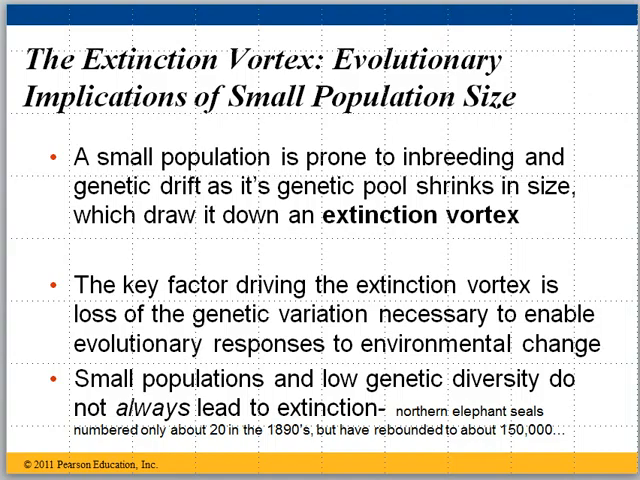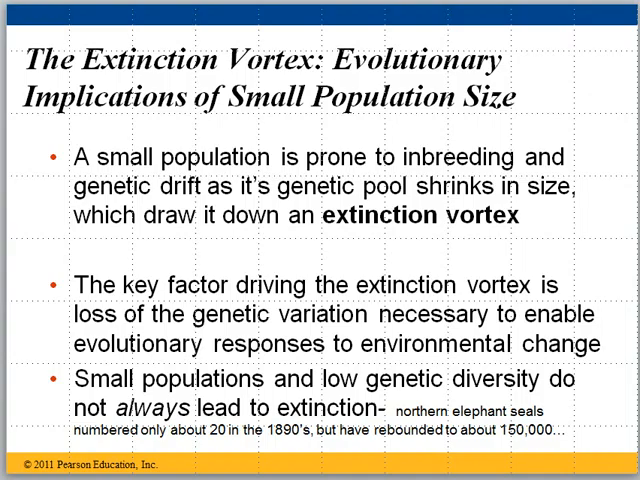The key factor driving the extinction vortex is the loss of genetic variation necessary to enable evolutionary responses to environmental change. So when your gene pool is so small, remember, you don't have as many possible alleles to pull from. That means you will not have the ability to evolve traits as quickly as others to adapt to changes in the environment. And so you end up with inbreeding, where closely related individuals begin to breed together, and that further diminishes the genetic pool. It further diminishes the genetic variability.